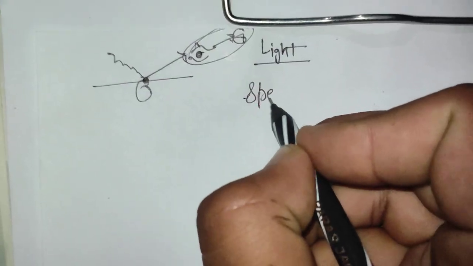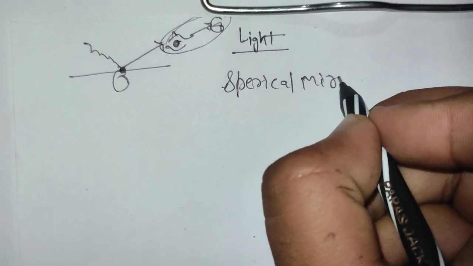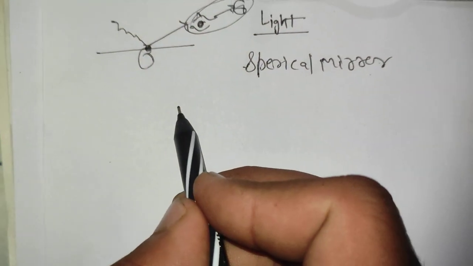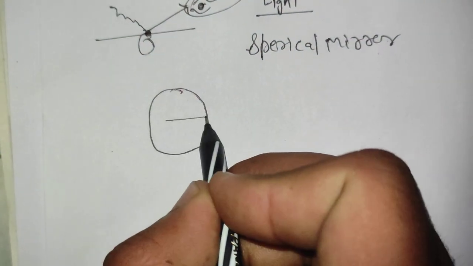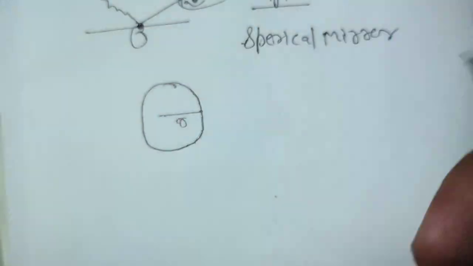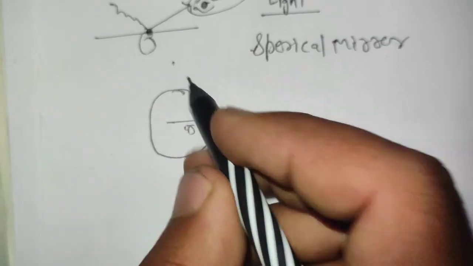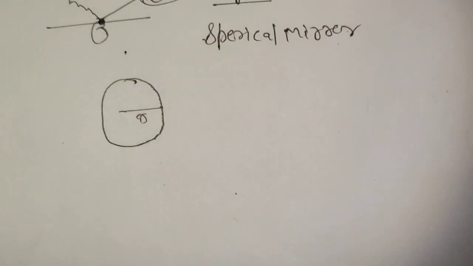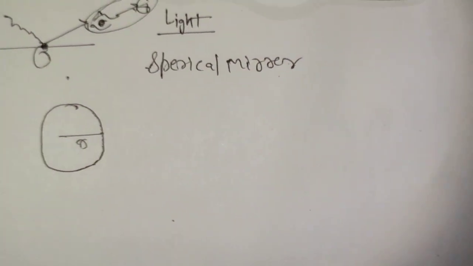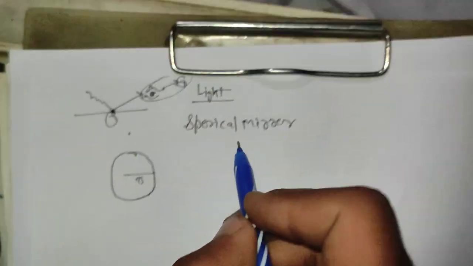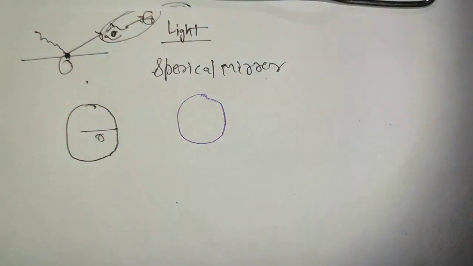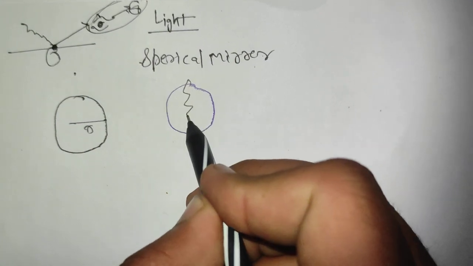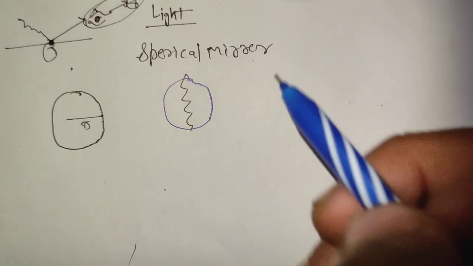Now, spherical mirror. Imagine you have a glass cutter and you have a sphere of radius r. This is the sphere. Imagine this is our spherical mirror, and if I cut it through the center, we get two sides of the mirror. First is this, second is this.